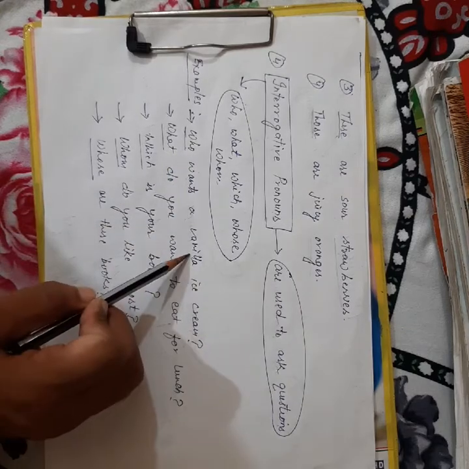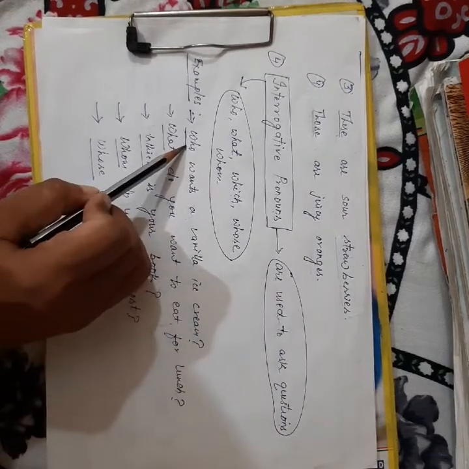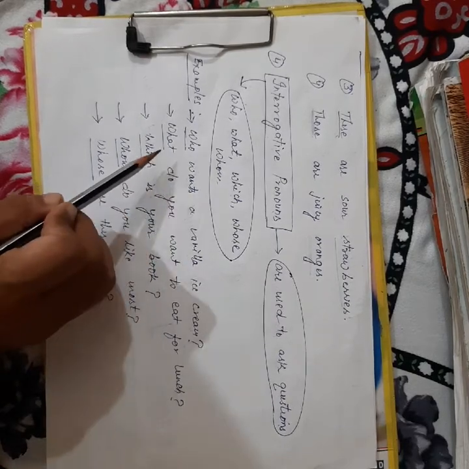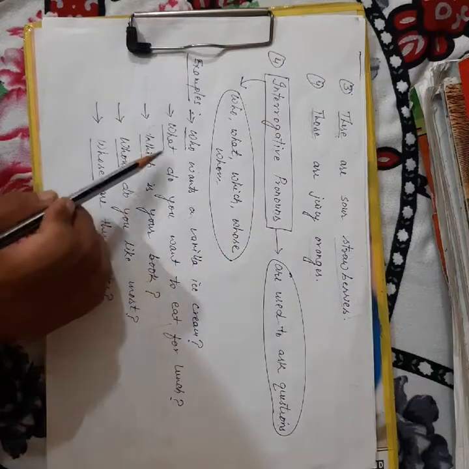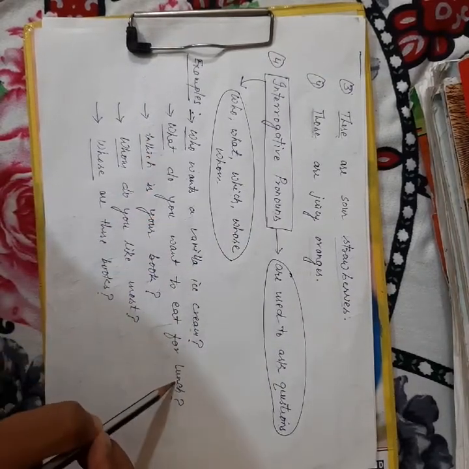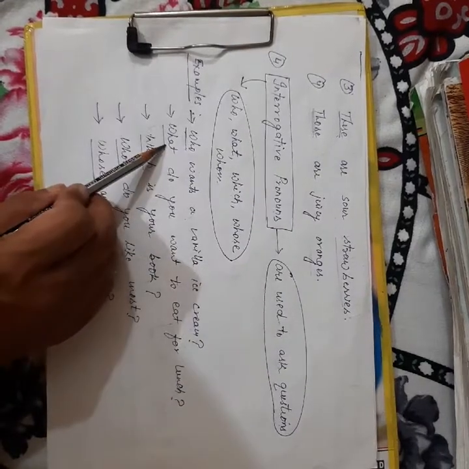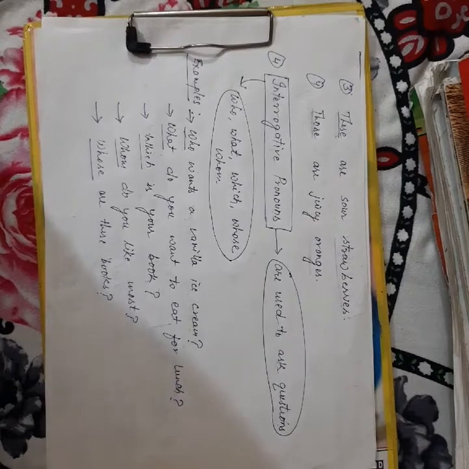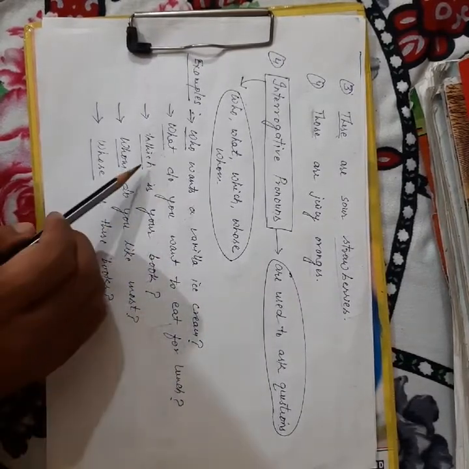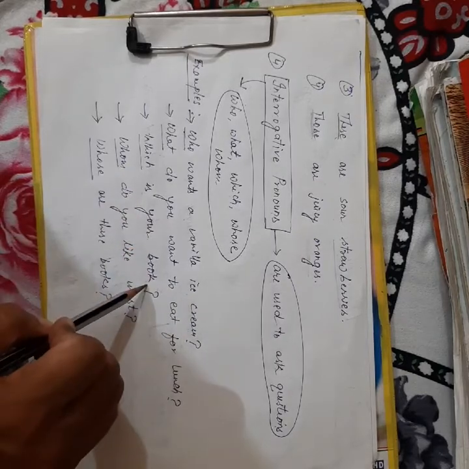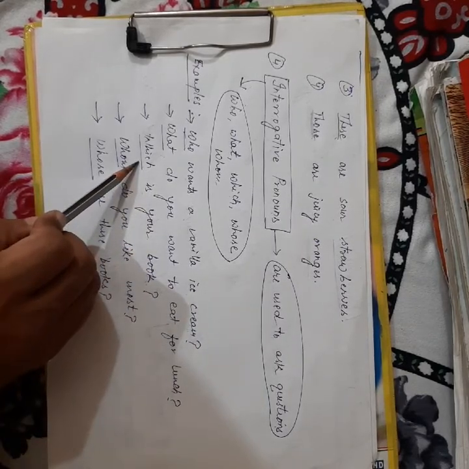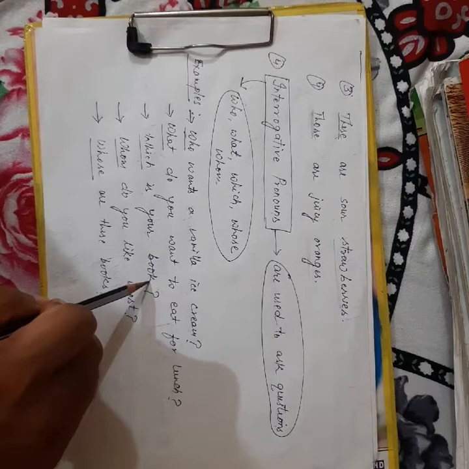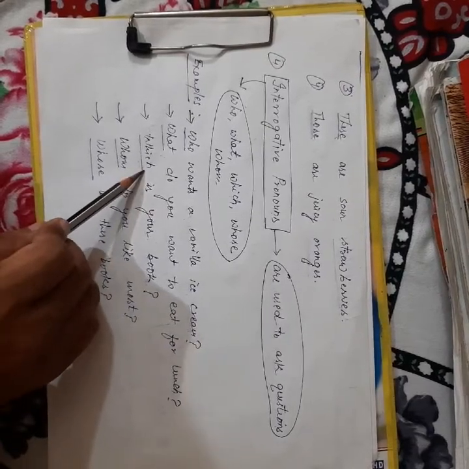Who wants a vanilla ice cream? So it is used here as an interrogative pronoun. Next example: what do you want to eat for lunch? So here, what again is used to ask a question, and what is used here as an interrogative pronoun. Okay, next sentence: which is your book? Again, which is used here as an interrogative pronoun, and it is used here to ask a question. Which is your book? Okay, it is asking a question, and here which is used as a pronoun.